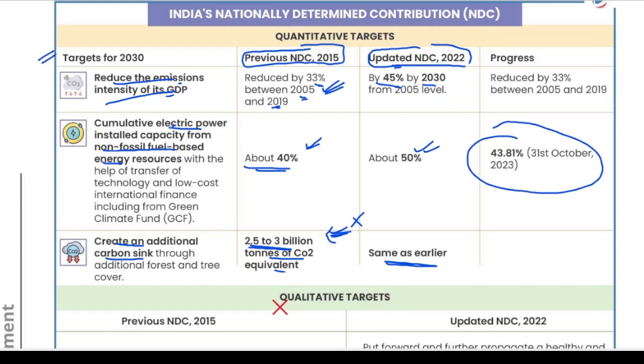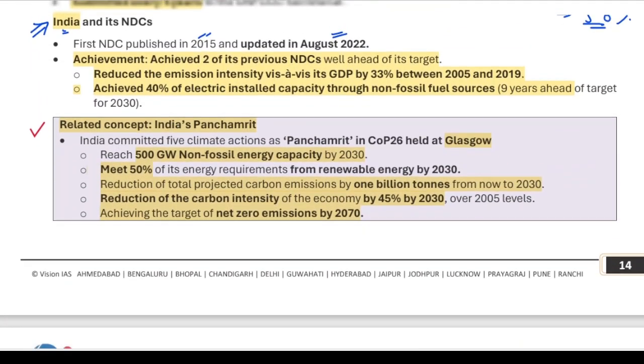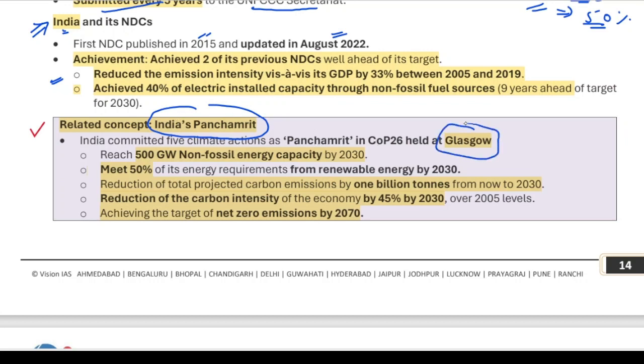You must remember this infographic very well. Whatever we have discussed, the same thing is written here, so there is no need to go again and again into this. You have to remember India's Panchamrit concept. Panchamrit is a concept our Prime Minister gave in Glasgow. It gives the five vows towards the environment by India.